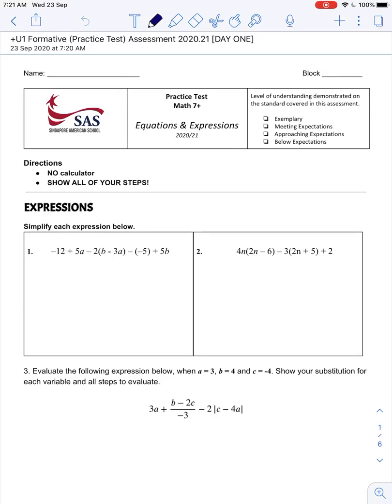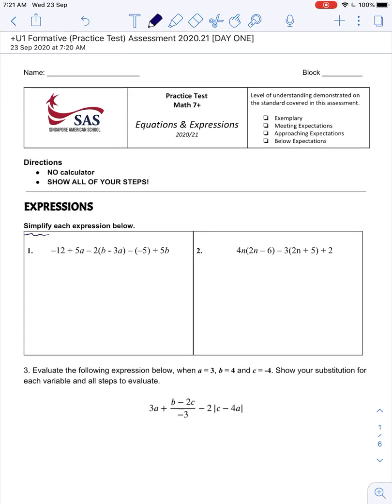All right, so here is a little video tutorial of how to do some of the meeting level problems on our practice test. Okay, so first off, the first two problems are both simplifying problems. So what that means is you're going to take that expression and you're going to combine all the like terms. So the first thing I'm going to do is rewrite this problem so that there aren't any parentheses, because I need to do that before I can start combining.